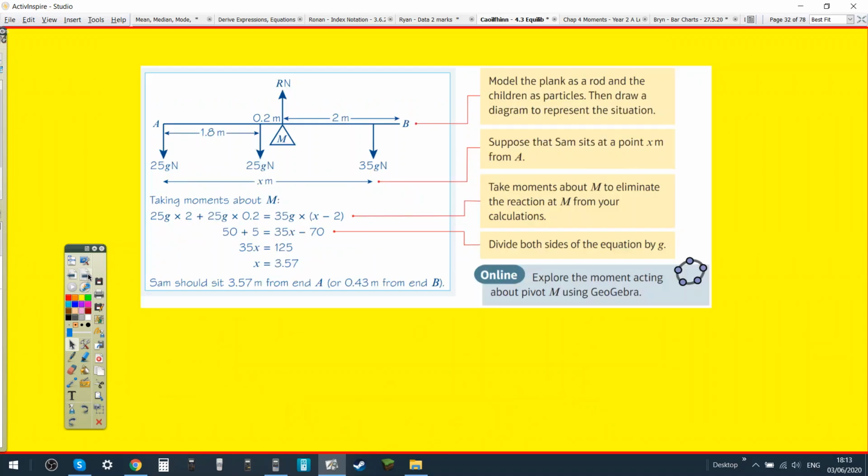Let's see. Did we do something? So that's 1.8. That's 25g. That's 25g. That's 35g. So 25g, a reaction at M, is it? 25g times 2. Why is it 25g? 25g times 2. Yeah, that's okay. And then 0.2 times 25g. They removed the reaction. They took moments about M so that they could remove the reaction at M.